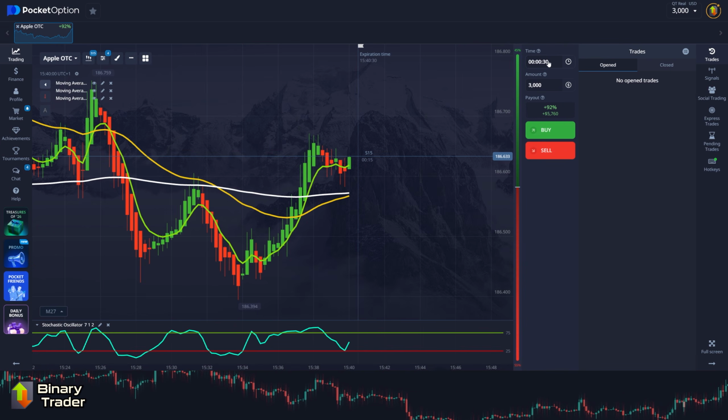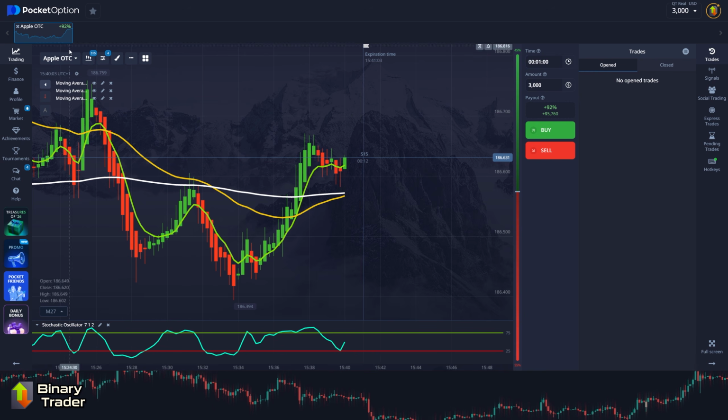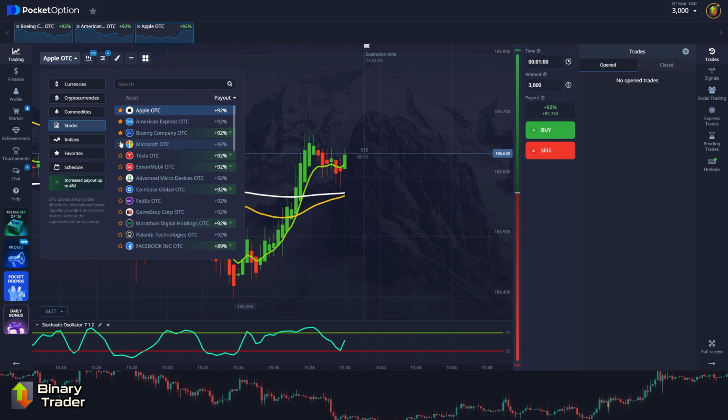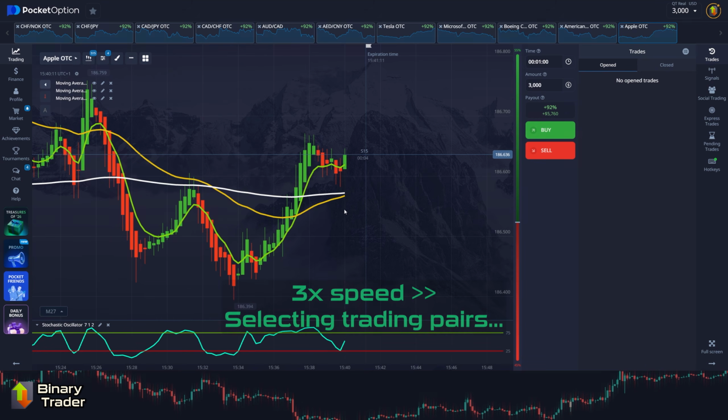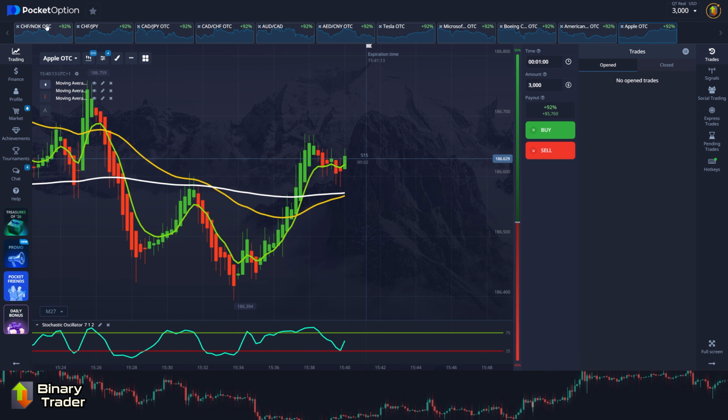Set trade duration to 1 minute with free expiration mode. Choose trading pairs with competitive payout. Everything is set up, so I start looking for trade entries.